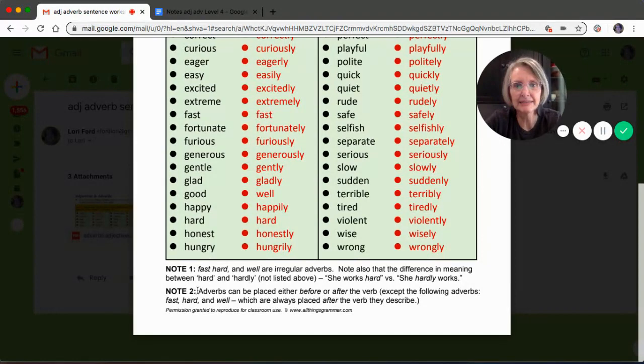Okay, and then they give you a note about adverbs. Adverbs can be placed before or after the verb.